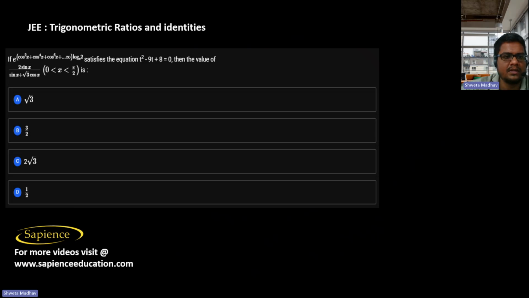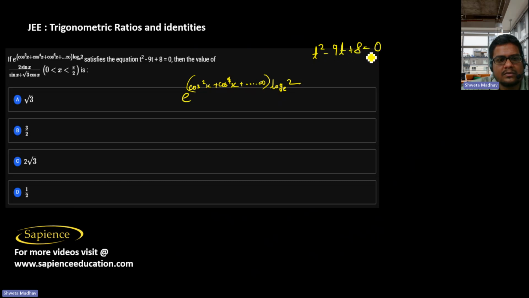Now here it is told if e power (cos square x plus cos power 4 x plus till infinity) log base e 2 satisfies the equation t square minus 9t plus 8 equal to 0. It means this is equal to t, this I can put as t and this t will satisfy this equation. Then the value of 2 sin x by (sin x plus root 3 cos x) will be equal to how much, where x is an acute angle, means x is from 0 to pi by 2.